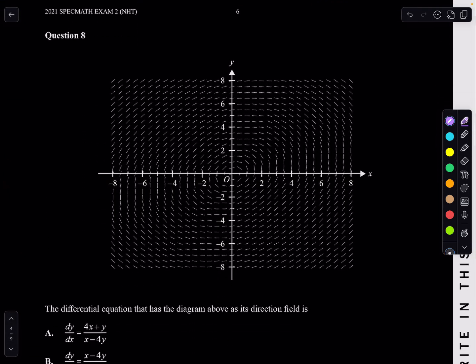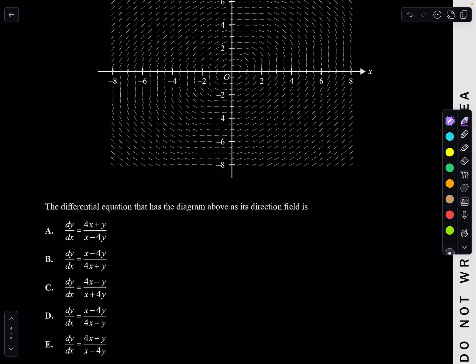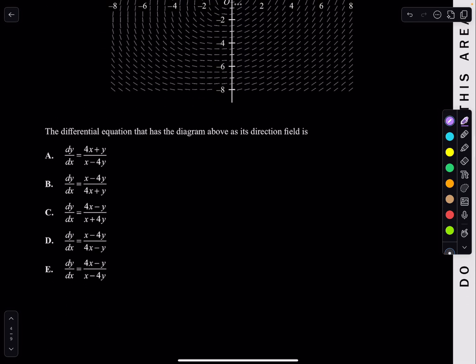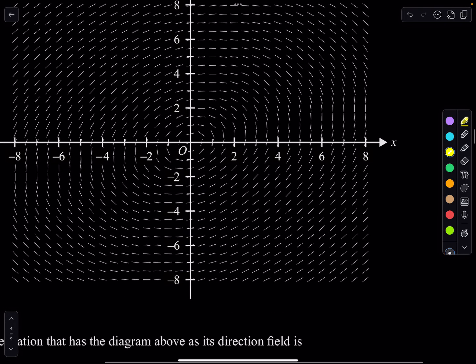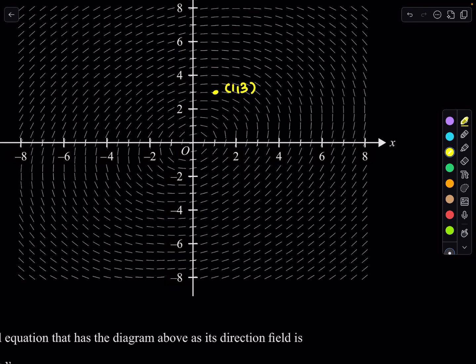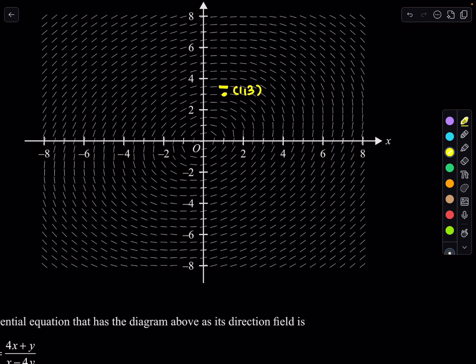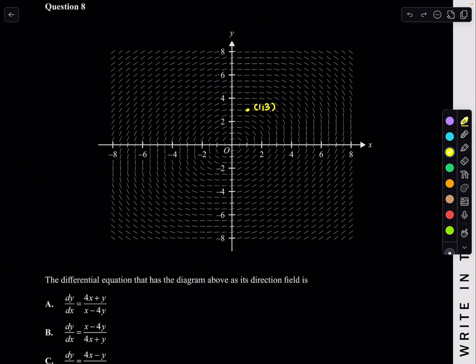All right. Question 8. So, okay, we have the differential equation question that has the diagram above as its direction field. Not too bad. So what we're going to do is just pick a point that's nice. For example, I always like to pick points where the gradient is 0. If I take this coordinate over here, which is 1, 3, can you see how it's close to a straight line? Basically the gradient is close to 0.